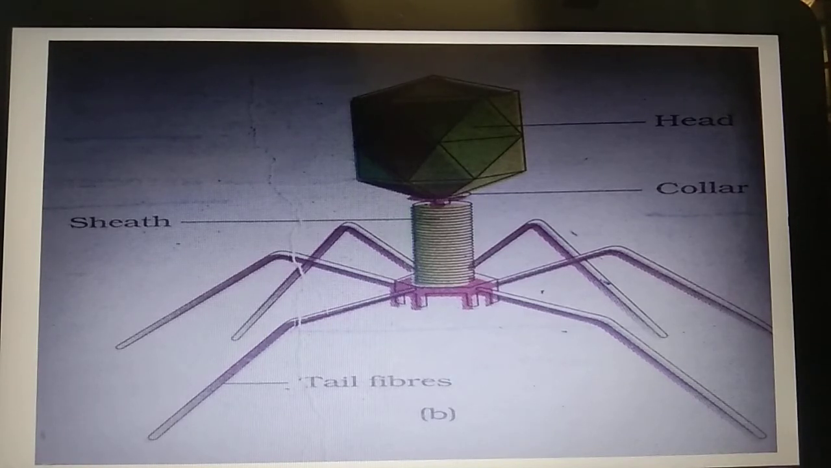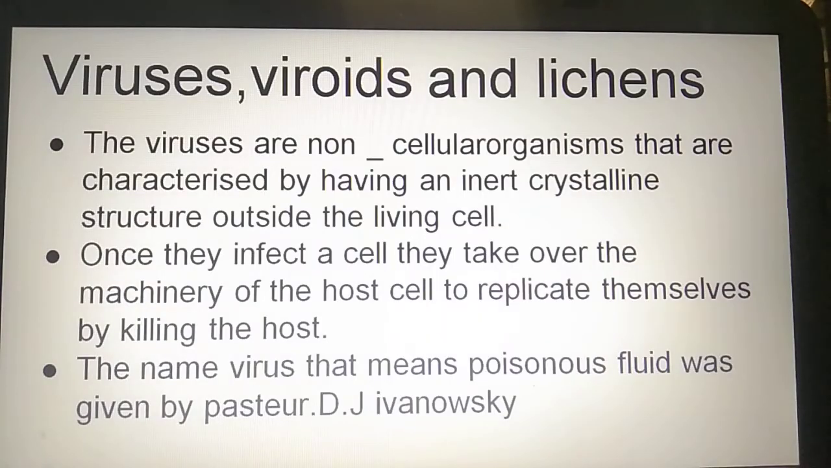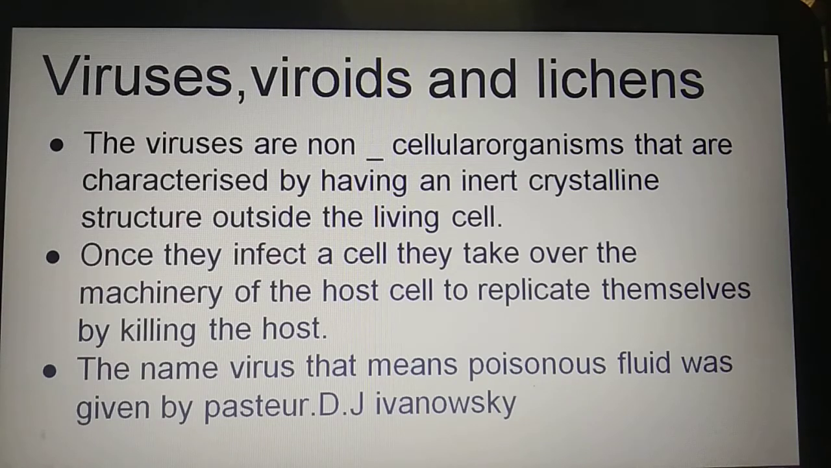The bacteriophage has a head, the anterior most part. It has the collar, then it has sheath. Sheath basically, students, is nothing but the covering. The last part of it is called tail fiber. So you would be knowing that these tail fibers would surely be used for locomotion purposes. Now students, move on to the next one. Now we have viruses, viroids and lichens. We should be knowing the difference between these three terms. Let us just do it one by one.